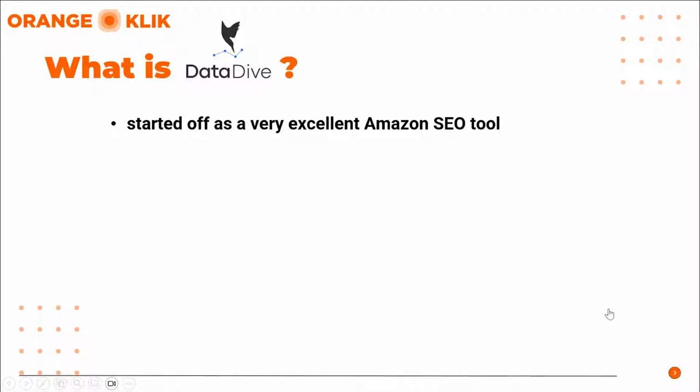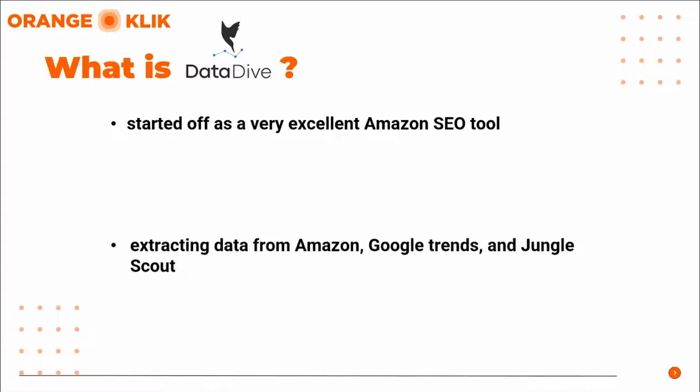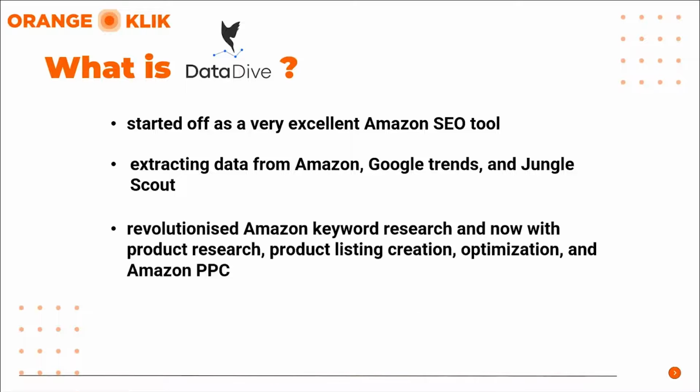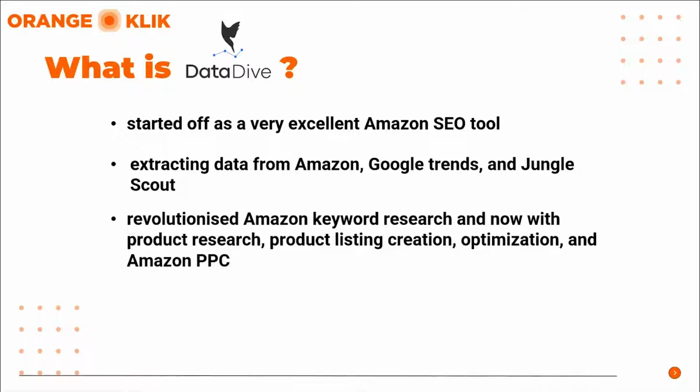DataDive started off as an Amazon SEO tool and revolutionized how to extract the most accurate and easily digestible data from Amazon, Google, and Jungle Scout. It quickly became one of the go-to tools of Amazon sellers for product research, product listing creation and optimization, and now Amazon PPC in the last few years. DataDive also incorporated an AI-powered listing builder, and stay tuned as they are about to release their AI-driven PPC as well.